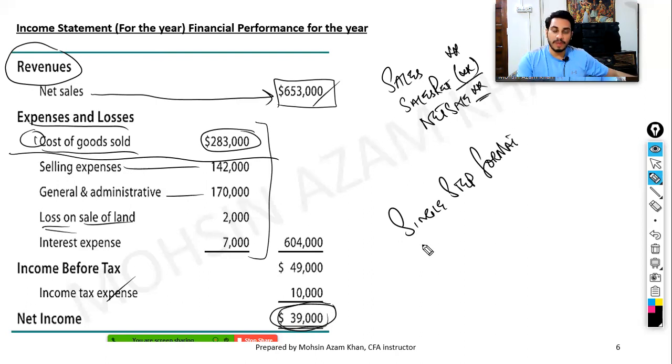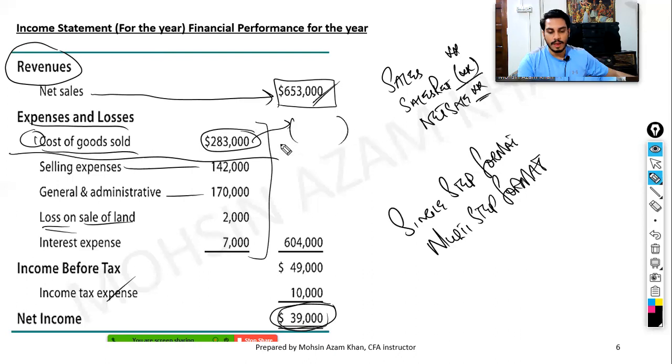There's also another famous format which is called multi-step format, which is more popular. First we compute net sales. From that, first we deduct cost of sales, and then we first report gross profit, and then we minus all the other expenses. That format is called the multi-step.